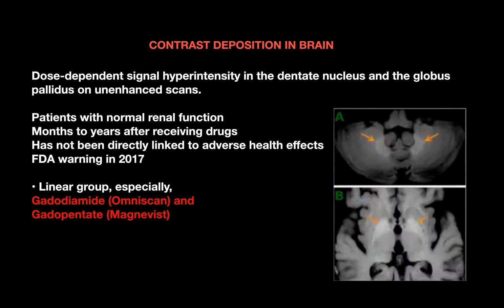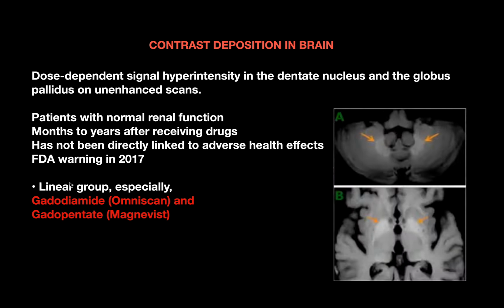So next one is contrast deposition in the brain. Because of repeated injection of the linear group of contrast agents, there can be dose-dependent signal hyperintensity in the dentate nucleus and globus pallidus. It can occur in patients with normal renal function, months to years after receiving the drugs. It has not been directly linked to adverse health effects in the FDA warning of 2017, but because of the repeated use of contrast agents, there can be chances of deposition of the contrast in the brain.